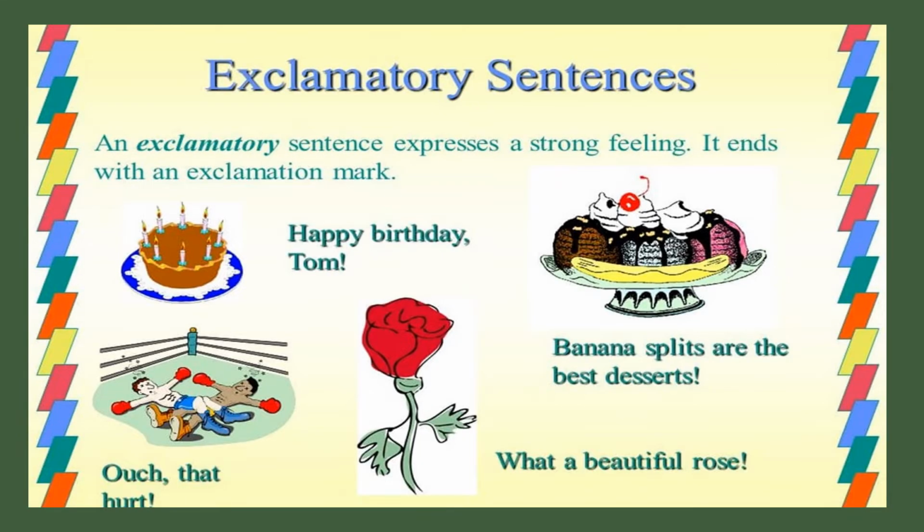Let's look at the third sentence, which is the exclamatory sentence. Now, what is an exclamatory sentence? An exclamatory sentence expresses strong emotion or surprise, and they always end with an exclamation mark. Let's look at these examples now. Happy birthday, Tom. Ouch, that hurt. Banana splits are the best desserts. What a beautiful rose. Hope you all have understood this as well.